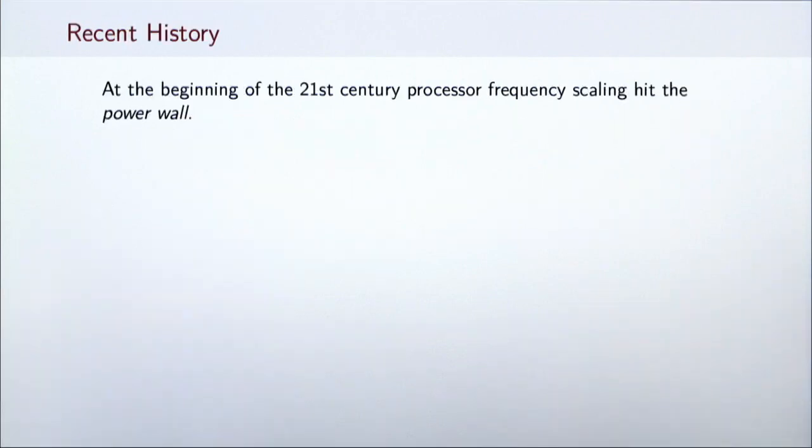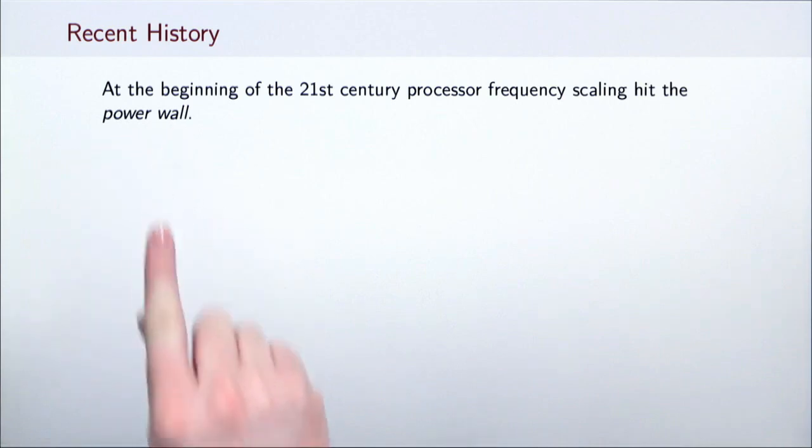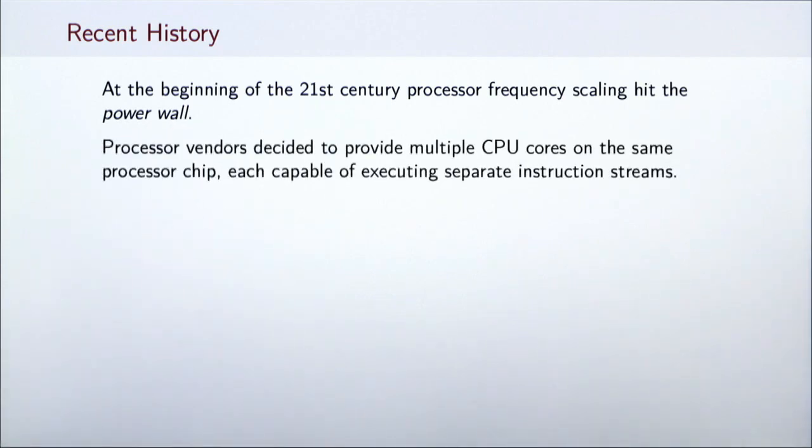At the beginning of the 21st century, it became obvious that scaling the processor frequency is no longer feasible after a certain point. The reason is that the power required for the processor starts to grow non-linearly with frequency. This is known as the power wall. So instead of increasing CPU clock frequency, processor vendors turned to providing multiple CPU cores on the same processor chip, and named these new devices multi-core processors.